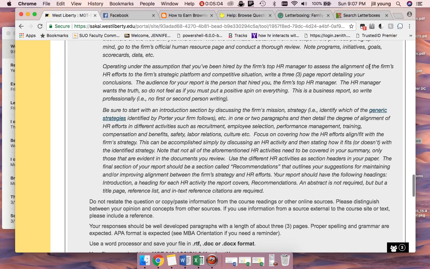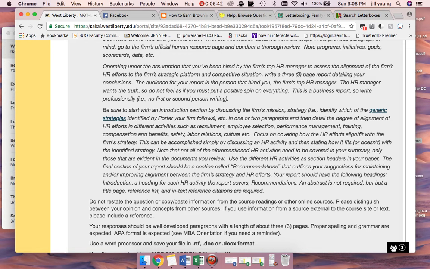When you're doing an audience analysis, who is this report for? It's going to be the firm's top HR manager. I would say this is basically an executive report. The HR manager wants the truth, so don't feel as if you must put a positive spin on everything. Write professionally, no first or second person perspective writing.